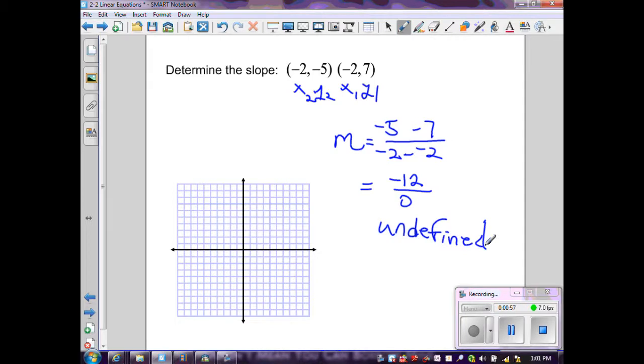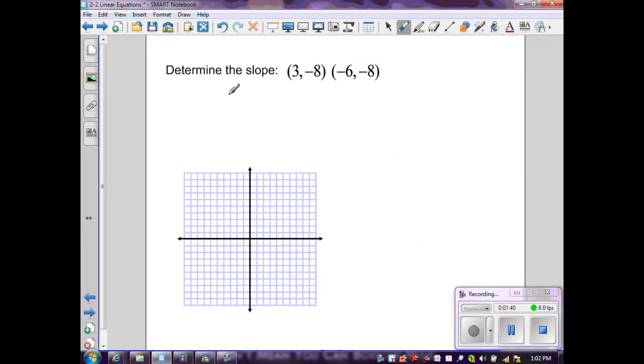And I know from our definition, we know that would be a vertical line, but let's graph this to verify. Negative 2, negative 5, negative 2, 1, 2, 3, 4, 5, and a negative 2, 7. 1, 2, 3, 4, 5, 6, 7. And there I have my vertical line, and that's represented with a slope that is undefined.